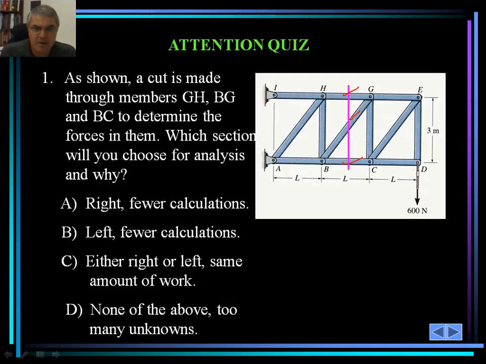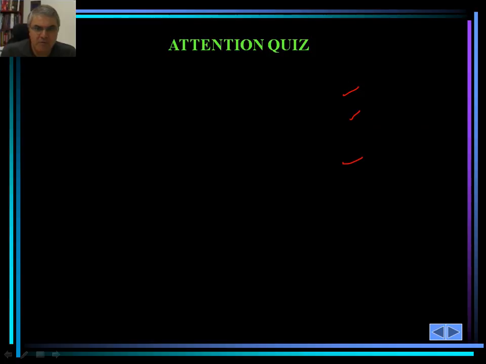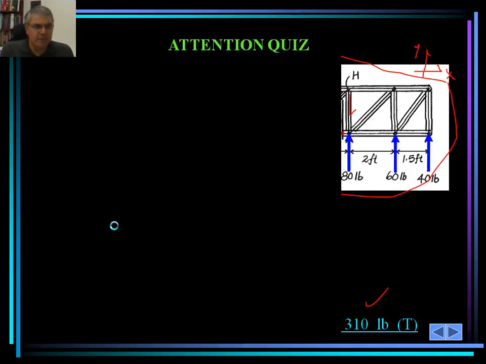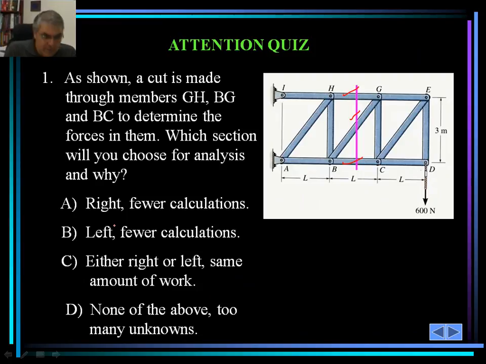Let me see if I can move this a little bit. There we go. Okay, so we go back. So we made a cut through these members, and I would like to determine the forces in them. Which section will you choose for analysis, and why?